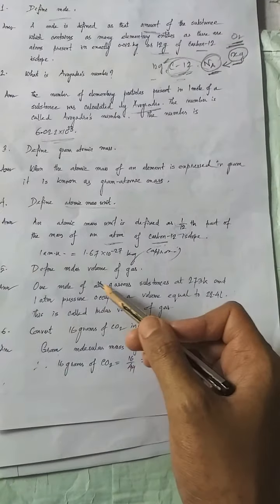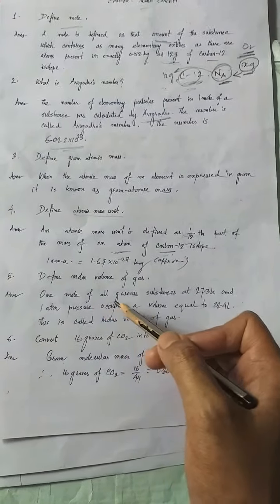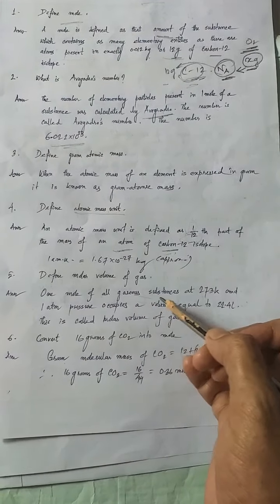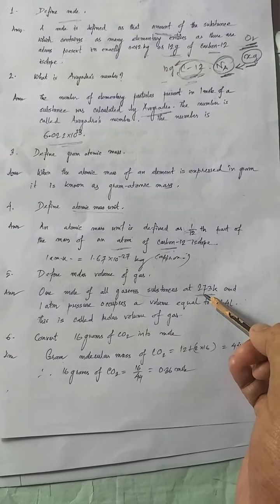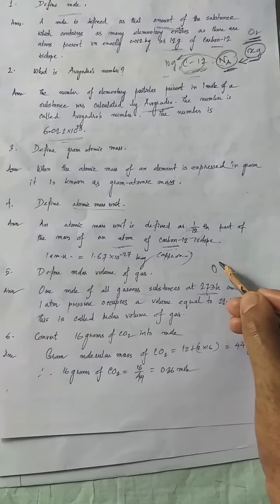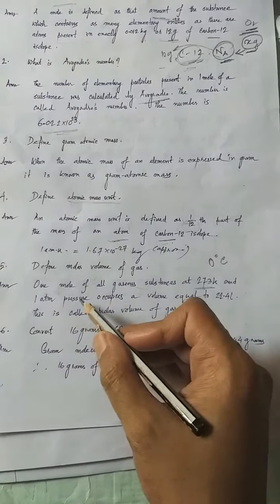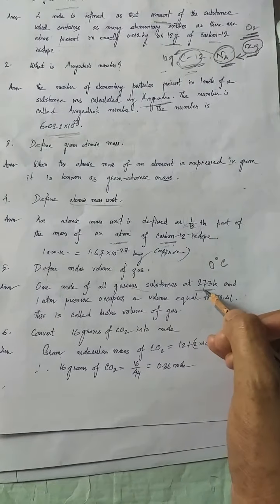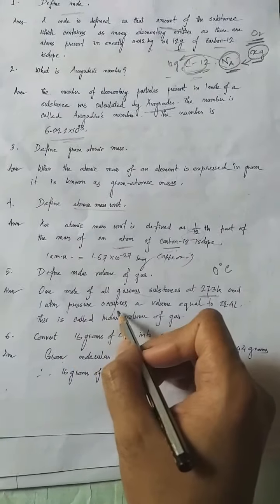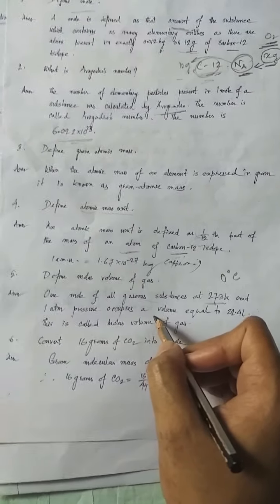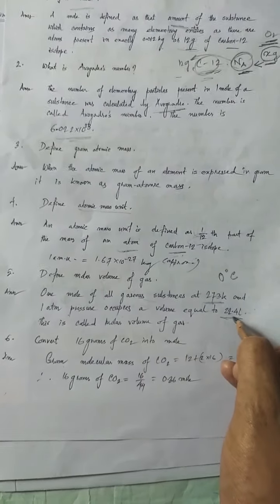Acha. Define molar volume of a gas. 1 mole of all gaseous substances at 273 Kelvin. You already know that this is nothing but the 0 degree centigrade temperature. So 1 mole of all gaseous substances at 273 Kelvin and 1 atmospheric pressure, that is the standard atmospheric pressure, occupies a volume equal to 22.4 liter.